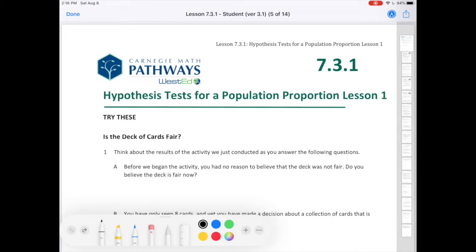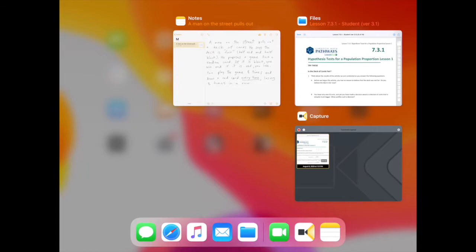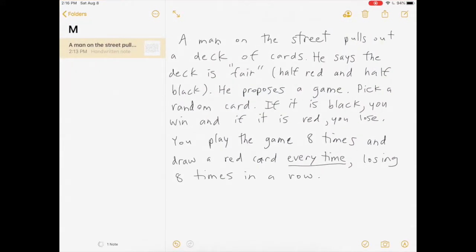Hi everybody. This is section 7.3.1, Hypothesis Tests for a Population Proportion, Lesson 1. So before we begin, I want to begin with a scenario. Normally, if we were in class, I would pull out a deck of cards and run an experiment with everybody, or play a little game, but because we are not able to be in class, I'm instead going to give you a scenario. So, please write down the following scenario on a separate piece of paper. I'm going to read it to you.